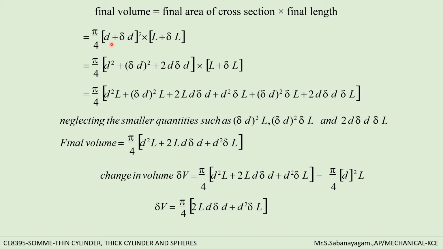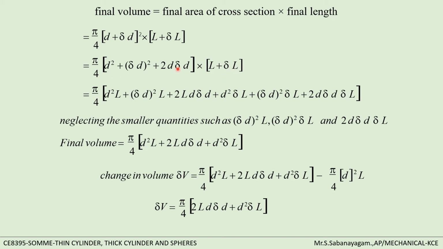So whenever there is a stress and strain, there will be change in diameter and change in length, and hence pi by 4 d square L is the original volume, and the final volume will become pi by 4 (d plus del d) square into (L plus del L). Here del d is change in diameter and del L is change in length, right? So here this looks like (a plus b) whole square, right? So I'm expanding the equation. (a plus b) whole square is equal to a square plus b square plus 2ab, and hence that happens d square plus del d square plus 2d del d into (L plus del L).